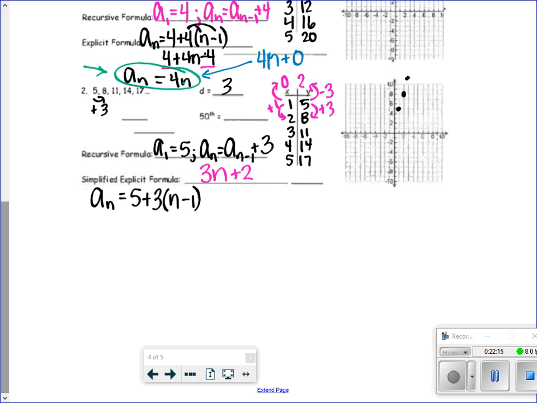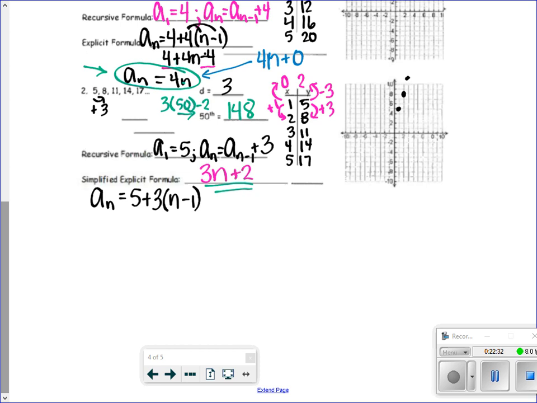Okay, and now this is the equation we use to find the 50th term. 3 times 50 minus 2. 3 times 50 is 150, so 150 minus 2 is 148.